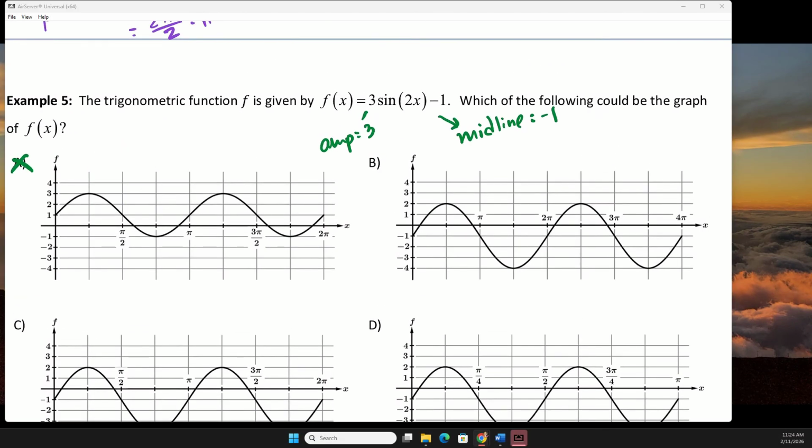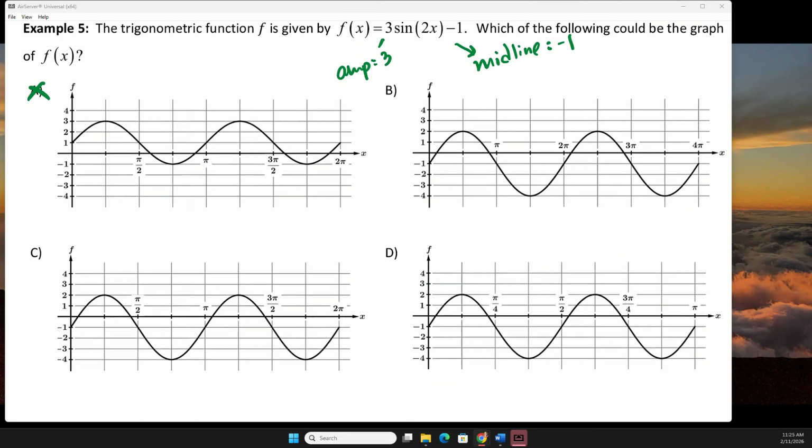This is very repetitive, but if we want to find the period of this one, if you have the equation of the function of sine or cosine, the period is always 2 pi divided by b. What is b in this equation? So here we go again. 2 pi divided by 2. So we're looking for a period of pi. Which one? C. C is the one with a period of pi.